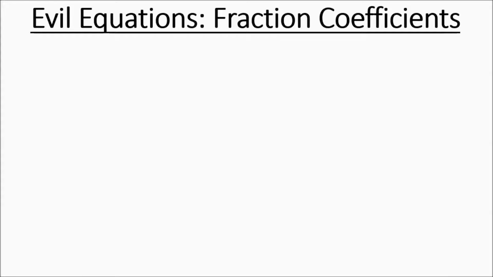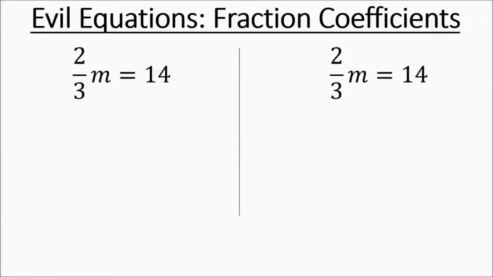This video is going to cover equations that might be out of the normal category. The first one we're going to talk about is when you have a coefficient that is a fraction. So in a problem like this, I've got the equation listed twice. We have 2/3 m equaling 14, and we have it over here as well.